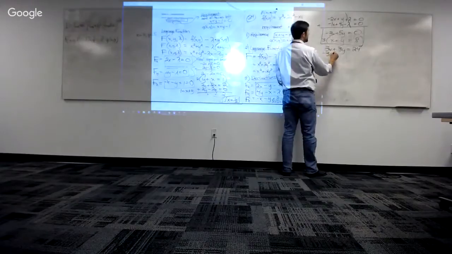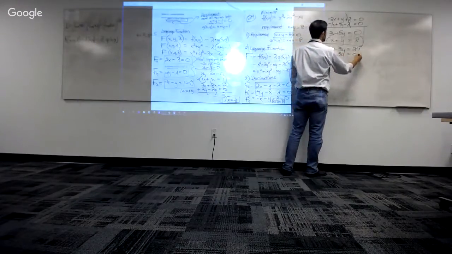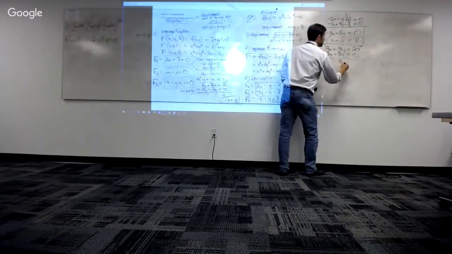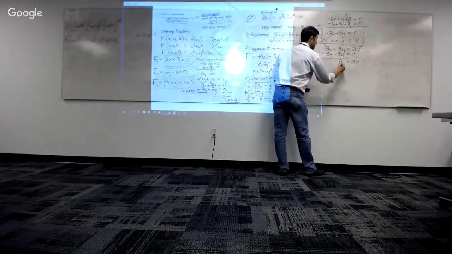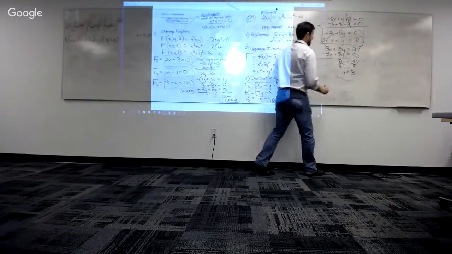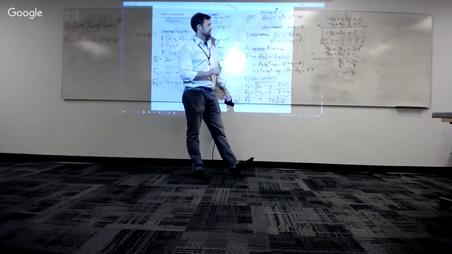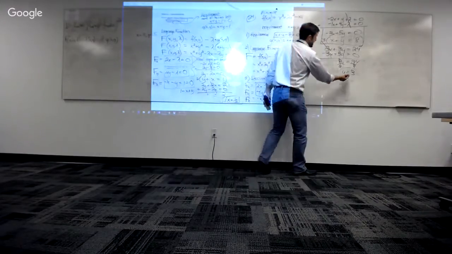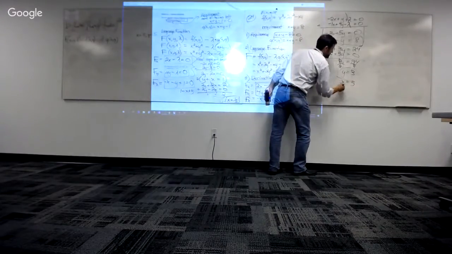Now I have my negative 3x plus 5y equals 0. I add those two together. The x's cancel out. 8y equals 24. Y equals 3. And remember, x plus y has to add up to 8. So since they have to add up to 8, x must be 5. It's 5 and 3 add up to 8.